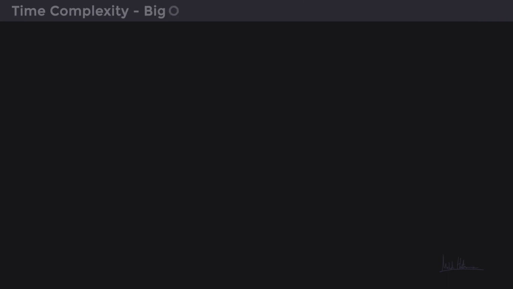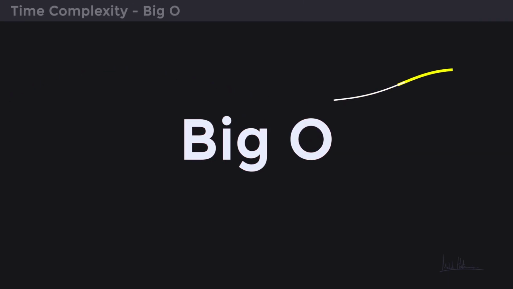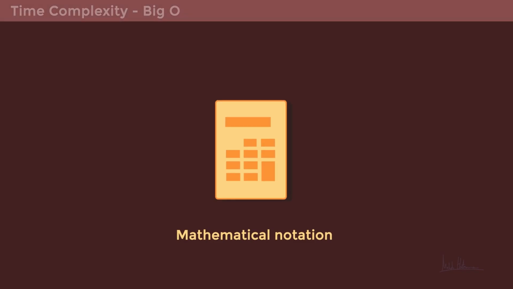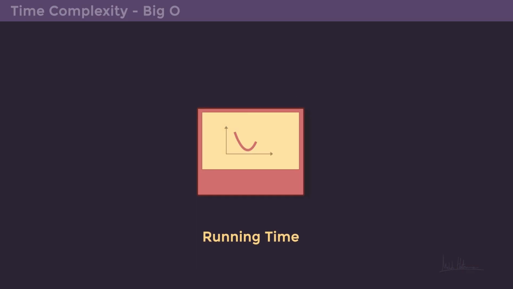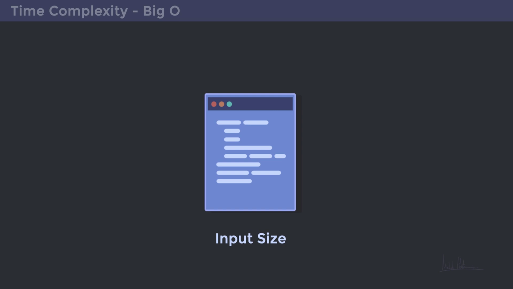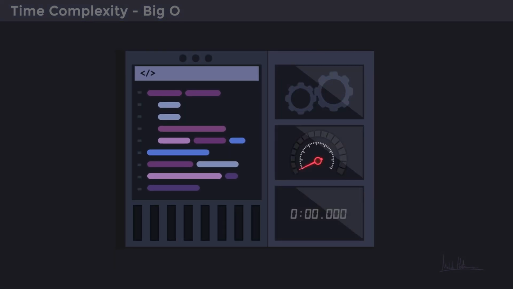Time complexity is often expressed using big O notation. Big O is a mathematical notation that describes the relationship between the running time and the input size. In a nutshell, the time required by the algorithm to solve a given problem is called time complexity, and big O notation illustrates how the algorithm's running time scales with the input size.